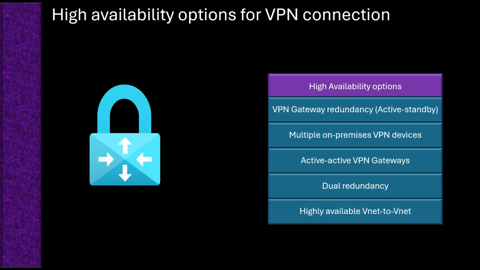That's pretty much all about those 5 high availability options for VPN connections. You choose one or more based on your use cases. I hope you now have a solid understanding of those high availability options for VPN connections.